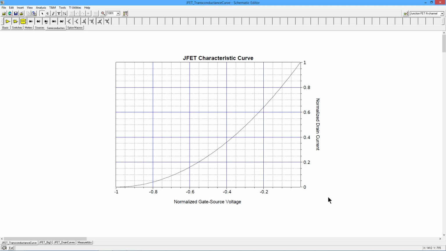And then on the vertical, we have the normalized drain current. This is normalized to IDSS. Remember, IDSS is your maximum current that occurs at 0 volts for VGS. In other words, literally IDSS means ID, the drain current, with a shorted gate source. That's what the DSS means. So this would be 100%, 0%. So here's our curve.